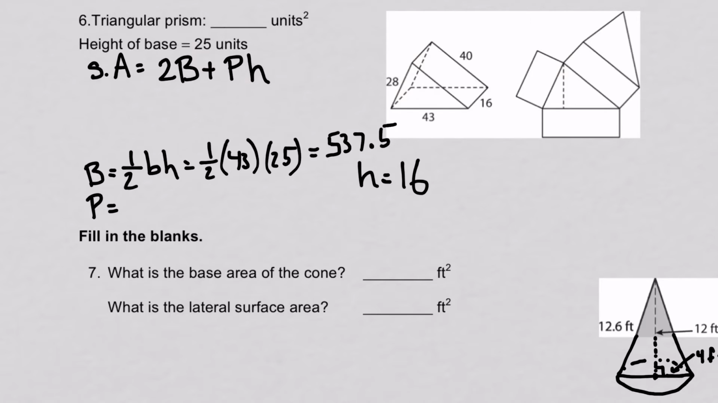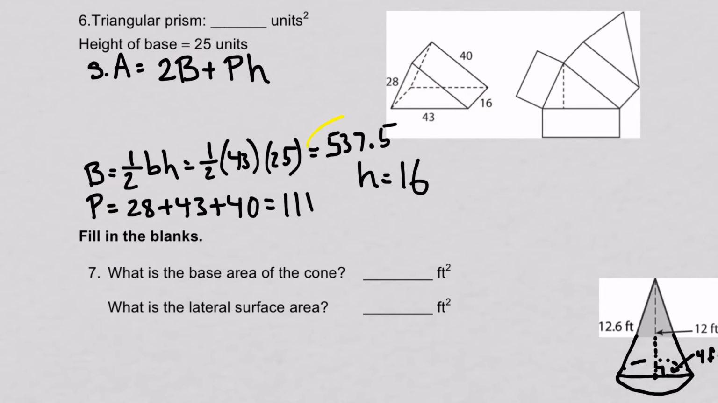537.5. And finally, the perimeter of the base. Once again, the base is a triangle, so I need to find the perimeter of it. This side is 43. This side is 28. And this side is not written here, but it's written up here. It's 40. To find the perimeter of a triangle, just add up all three sides. So it's 28 plus 43 plus 40, which gives me 111.